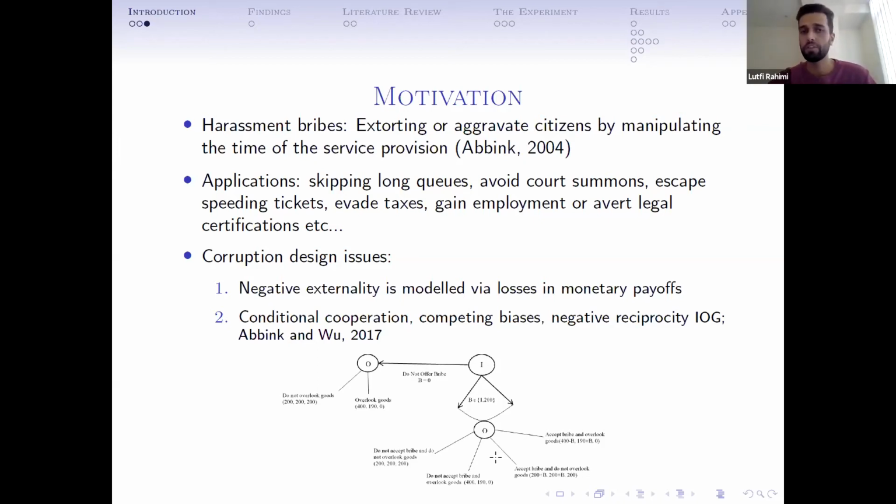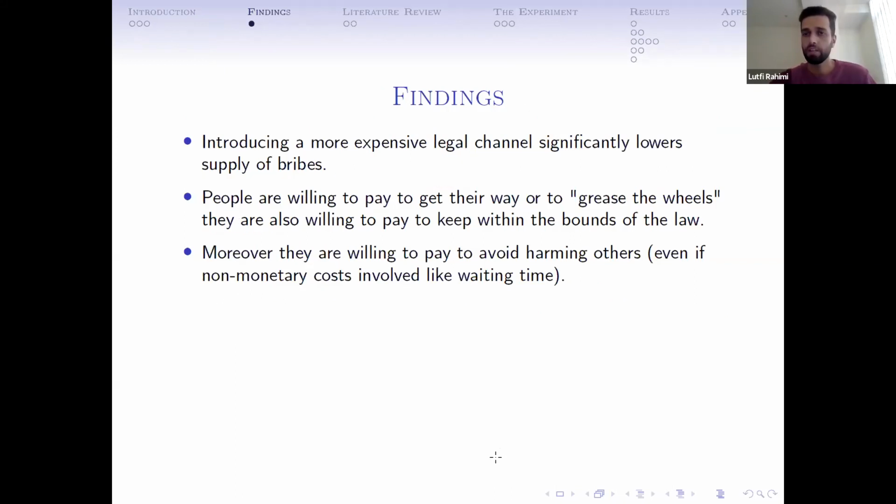So with these two issues in mind and the motivation, we come up with a simple, very straightforward corruption design, and we try to look at harassment bribery. So before going into the design, I'm going to present to you the findings.